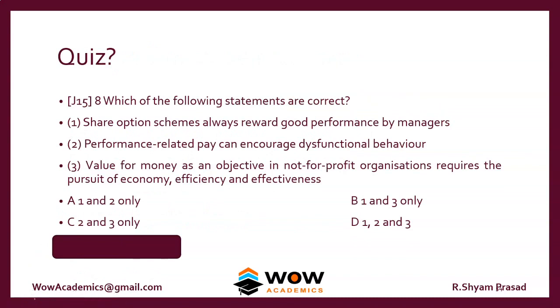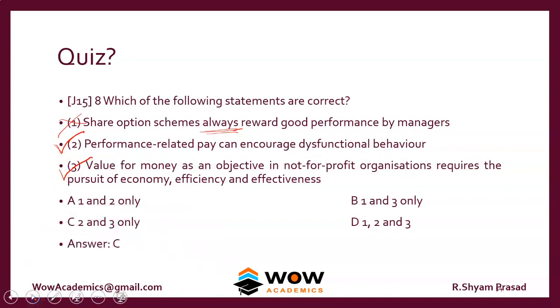We'll have this question: which of the following statements are correct? You can read it. Share option schemes always reward good performance by managers. The answer is no, it cannot always do it, because sometimes the share price can go lower. So this is not the right one. Performance related pay can encourage dysfunctional behavior. Yes. Value for money as an objective in not-for-profit organizations requires the pursuit of economy, efficiency and effectiveness. The answer is yes. So 2 and 3 are correct. 2 and 3 comes under C.